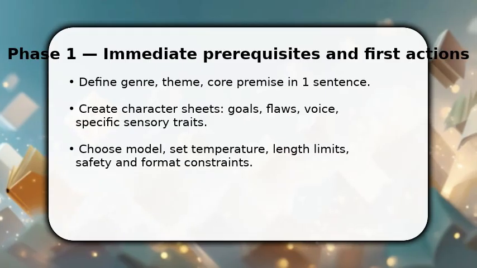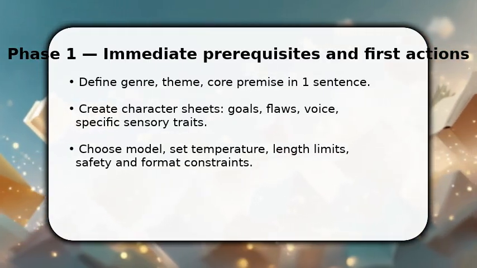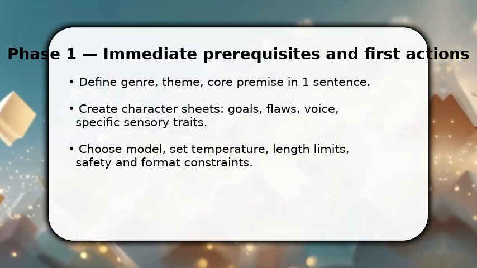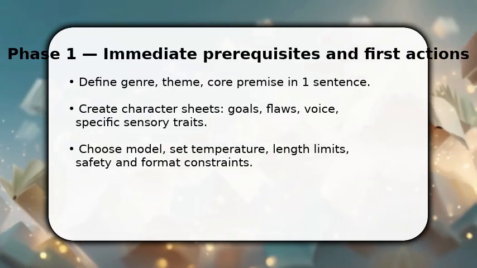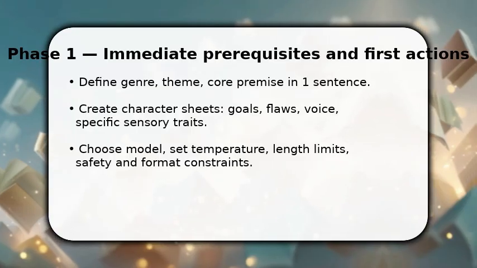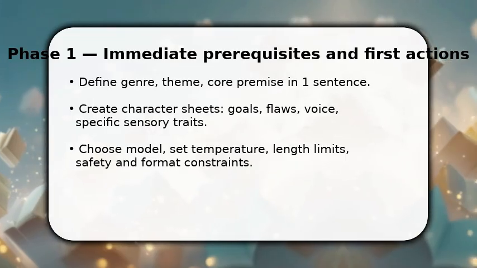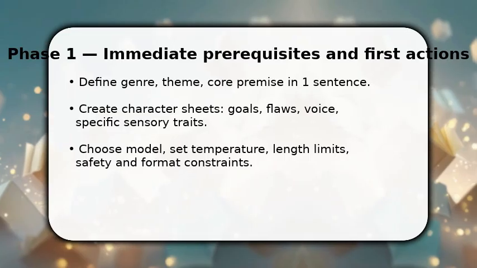You begin by locking the goal and the reader experience. That shapes every prompt. First, state the genre and a one-sentence premise so the model knows direction. Then create brief character sheets with motivations and distinctive voice so outputs feel consistent. Next, choose a model and set parameters, temperature, max tokens, and style constraints, because these control creativity versus precision.